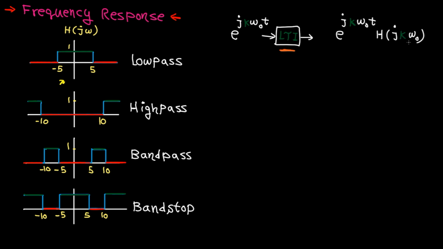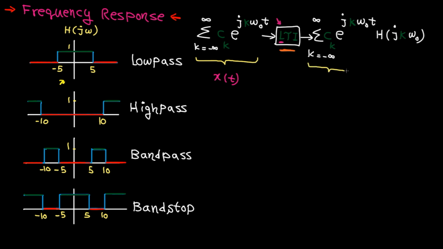Also, as we saw in the system properties lecture, for a linear system, if we multiply the input by c_k, the output is multiplied by the same value. Again, because the system is linear, a linear combination of inputs results in a linear combination of outputs. What does this mean? If we can represent a periodic signal, let's say x(t), as a linear combination of complex exponentials and apply it to an LTI system, in the output we have the same complex exponentials multiplied by the frequency response at each specific frequency.